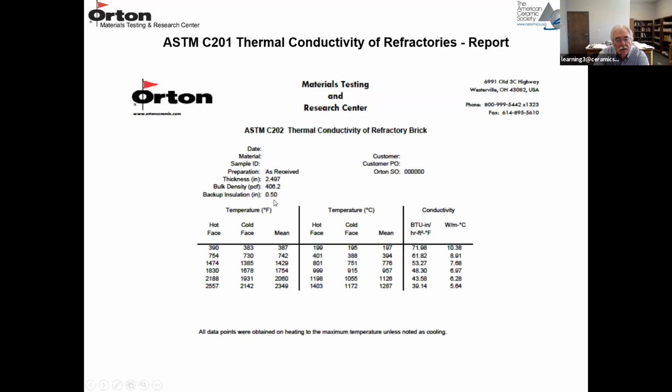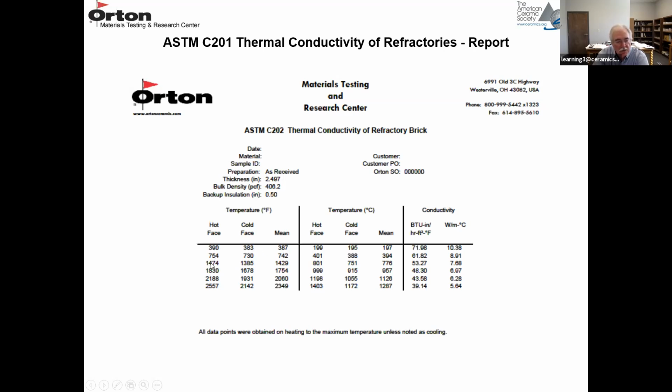When we have a high conductivity material like this, you can put a backup insulation between the cold face of the sample and the water calorimeter to keep the temperature of the water calorimeter low, because it is made out of copper and you don't want to have the cold face at a higher temperature than the copper melts at, or else you have a big puddle under the machine. So these are the different mean temperatures. So you have a hot face and a cold face. And you can see it's high conductivity because the hot face is 390 and the cold face is 383, only 7 degrees difference. So it's not very insulating at all.